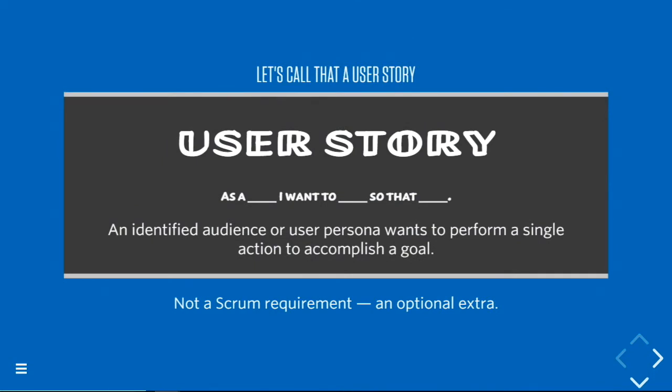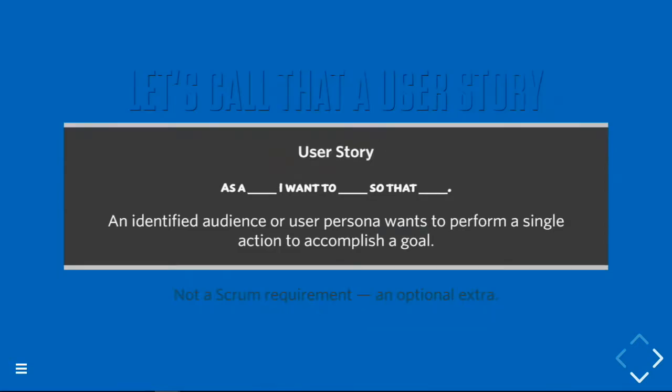Then it takes the form: As a blank, I want to blank so that blank. An identified audience or user persona wants to perform a single action to accomplish a goal. This is not actually a Scrum requirement. It's an optional extra that a lot of people use. And as for that persona, if you've done the UX work to break your audiences down into personas, that's great. If not, you can identify people that might use your website as a customer, as someone who edits content, as a particular team or business unit, but a persona.